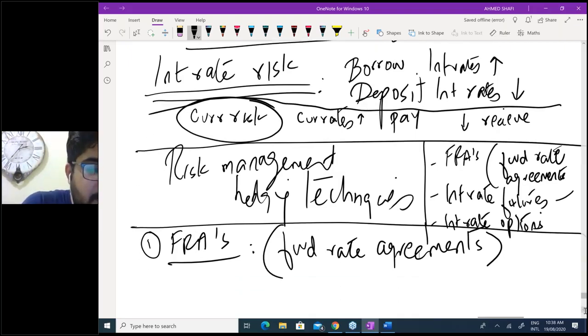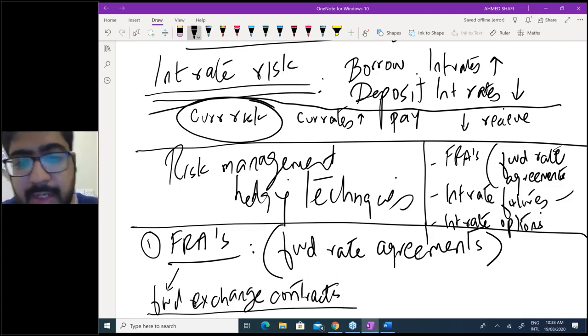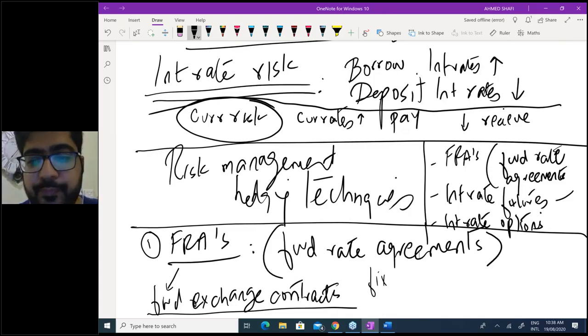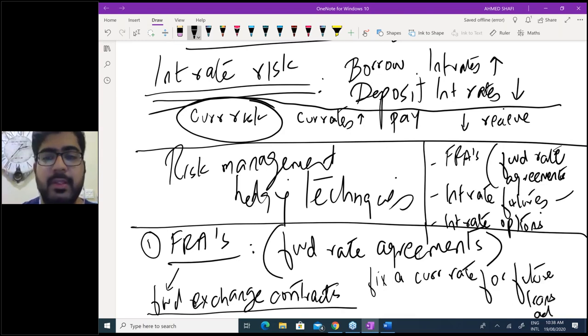They are just like forward exchange contracts. The mechanism is just like forward exchange contracts. Now, how does FRA work? What happens in forward exchange contracts? You tend to fix a currency rate for a future transaction, right? This happened in forward exchange contracts.